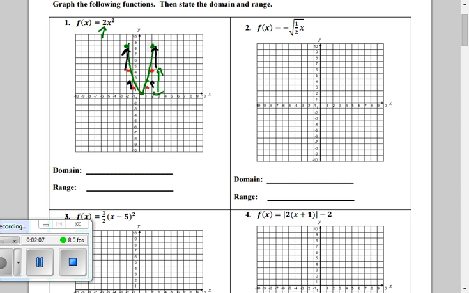Okay. Now, what could you have done to check yourself? XY chart. And you just check a few points, like if I stick in 0, what do I get? 0 squared is 0 times 2 is 0. And I stick in a 1. 1 squared is 1. 1 times 2 is 2. 1 comma 2. Over 1 up 2. See, it's matching up with my green graph, so yes, I did it right.